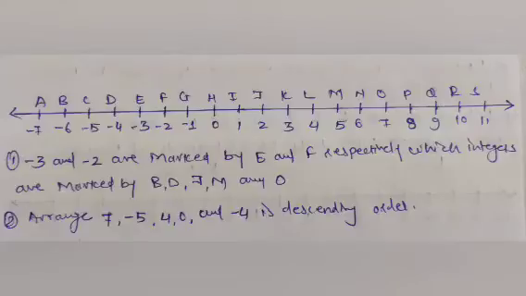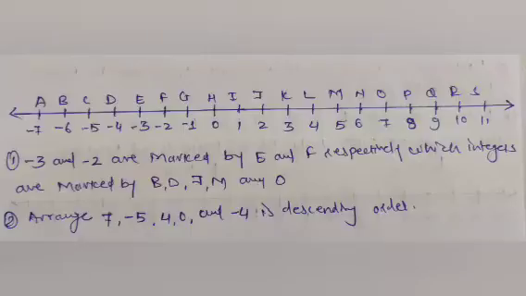We have to find out b, d, j, m, o. On b, minus 6 is given, on d, minus 4 is given, on j, plus 2 is given, on m, 5 is given, and on o, 7 is given.